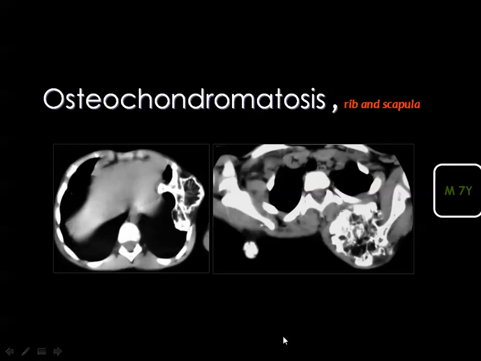Then osteochondroma or cartilage capped exostosis is rare in the chest wall and the spine. And this patient had multiple osteochondromas in the ribs and the scapulae, and you see this classic osteochondroma covered by cartilage in the left scapula, and another one in the right scapula, and you see a third one in this part of the rib.